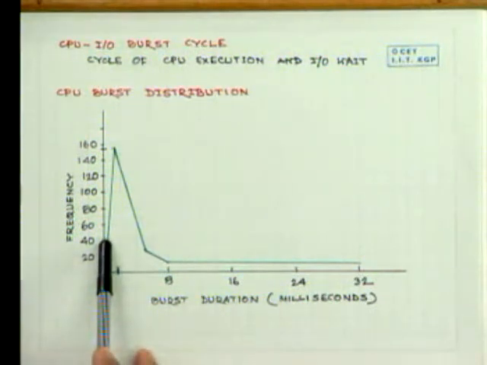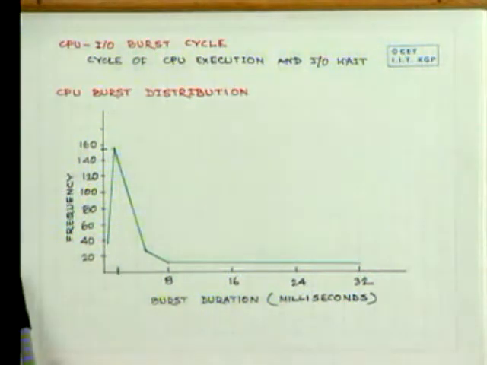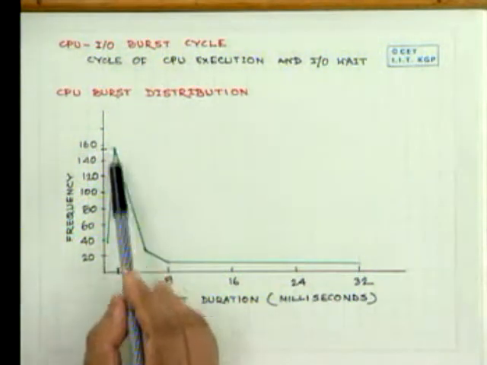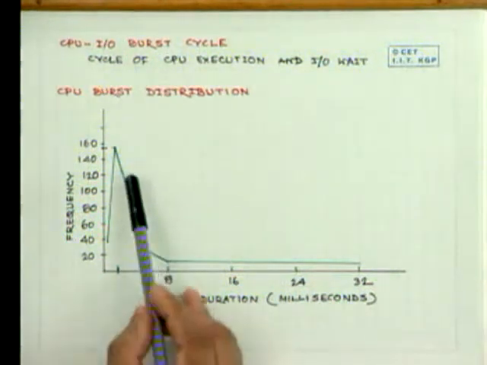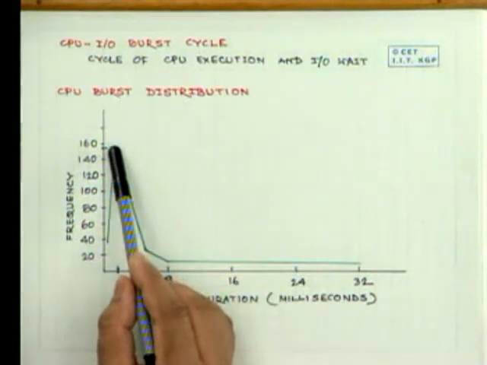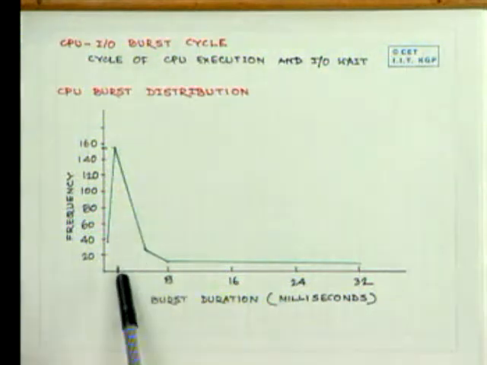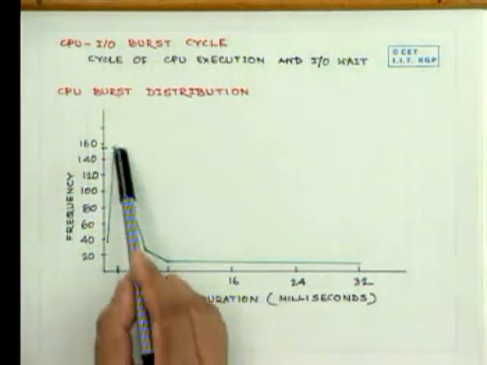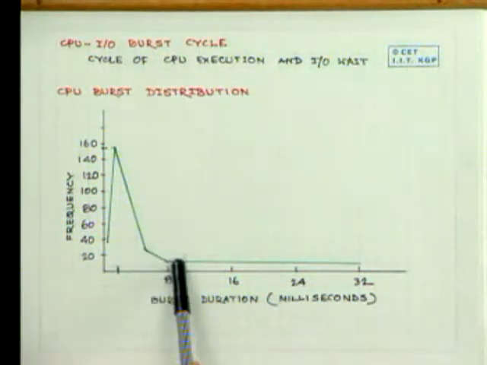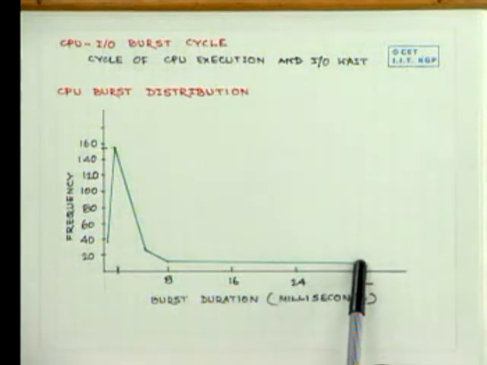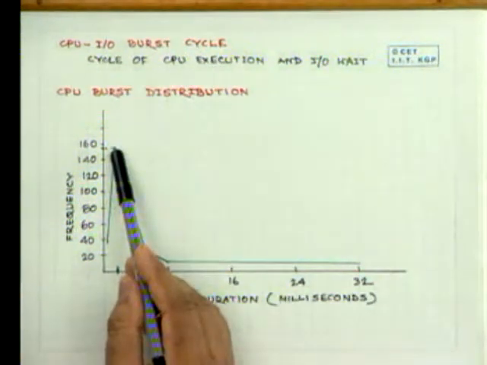Below that, the number of processes having burst duration increases with the burst duration, and beyond this point, the number of processes that have burst duration above this point decreases very rapidly till it comes to a minimum, and that minimum is more or less maintained for the higher burst duration. I mean, this curve is important.